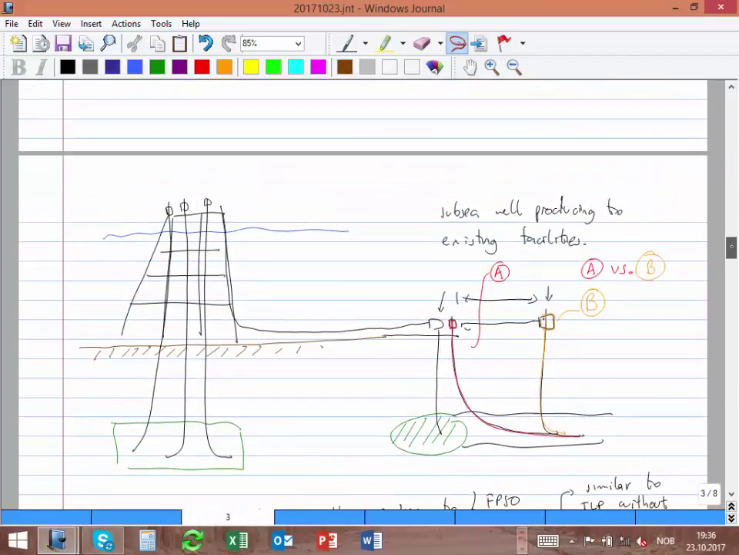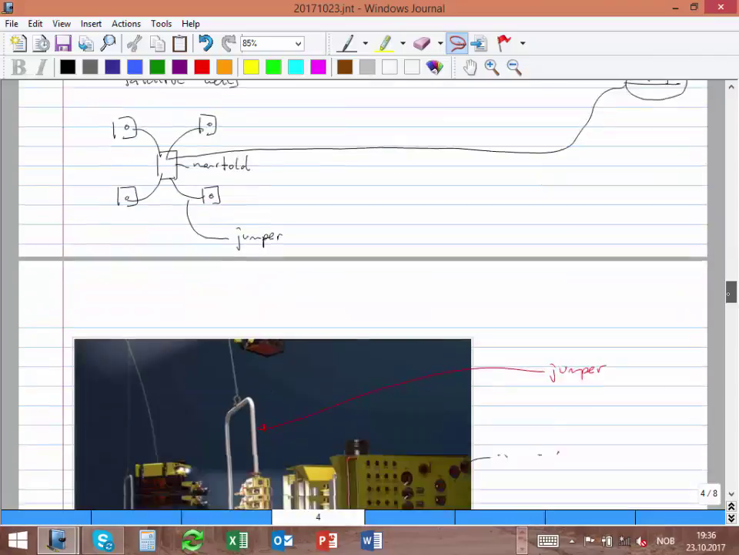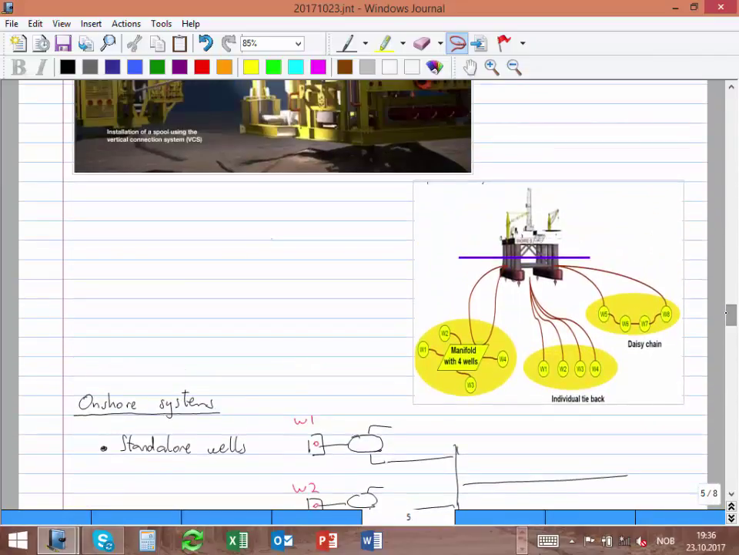And there are different arrangements. Here is the difference. So here that's what you see. If I have here a manifold and four wells producing, how are these wells? Is this a template or is this a satellite? Satellite. You have one line for each to this manifold, and then in this manifold we have an arrangement that allows to route the production from well 4 either to this line or to that line. Yes?